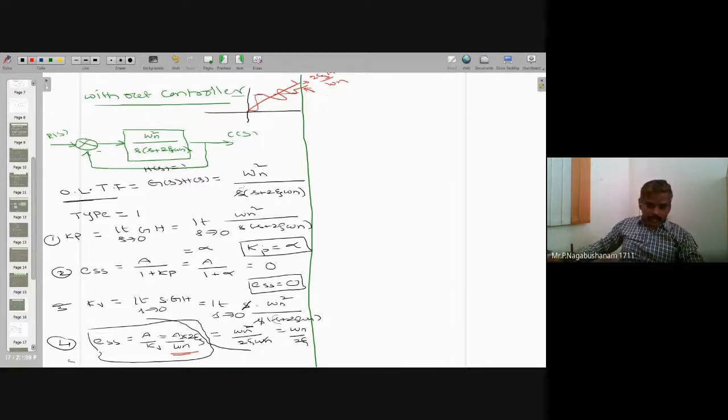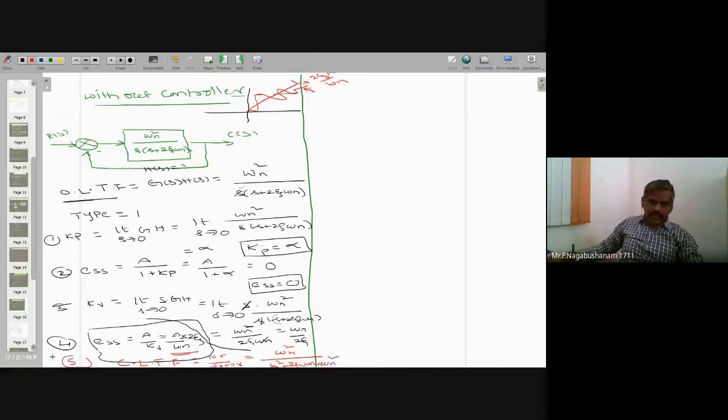Last one. So this is the open loop transfer function. Now I'm going to get the closed loop transfer function. Closed loop transfer function, I already told: if it is a unity feedback system, closed loop transfer function is numerator divided by numerator plus denominator. This is the numerator and this is the denominator. If you add them, you will get a standard second order closed loop transfer function: omega n square divided by s square plus 2 zeta omega n s plus omega n square.